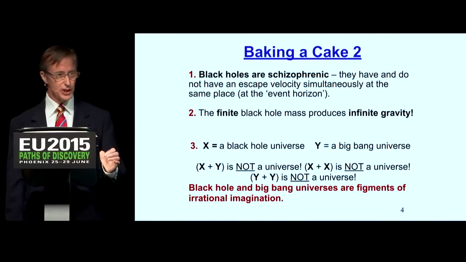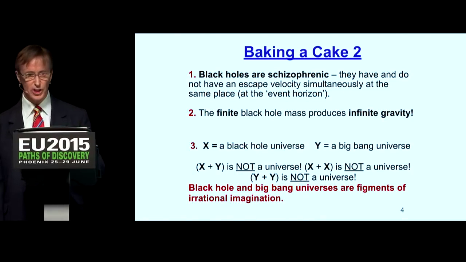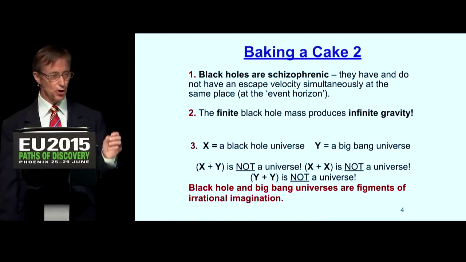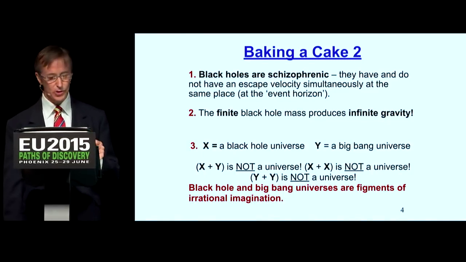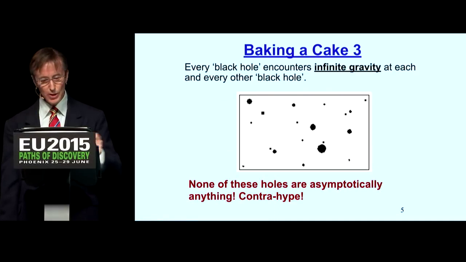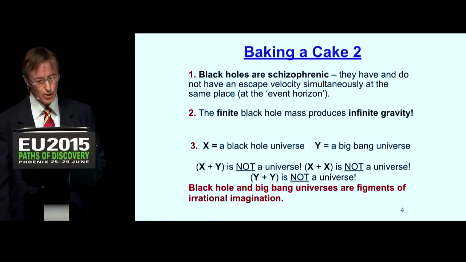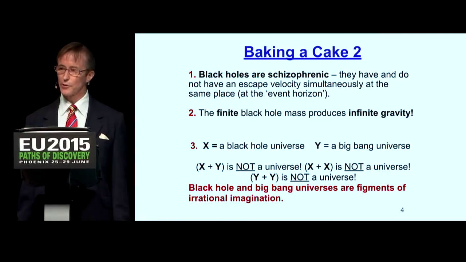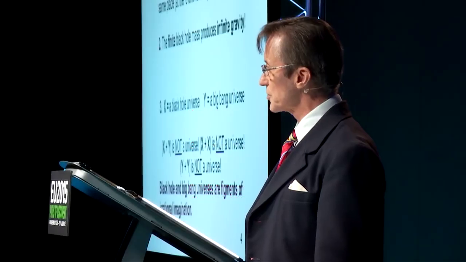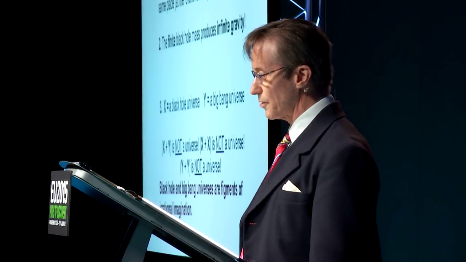Black holes have a very schizophrenic property. They have and do not have an escape velocity simultaneously at the same place. Now, no cosmologist understands what escape velocity means. I've mentioned this in detail in my previous talk, but this is a recap today. So that's a problem. Nothing has an escape velocity and no escape velocity simultaneously at the same place. But that's exactly what the black hole event horizon has.